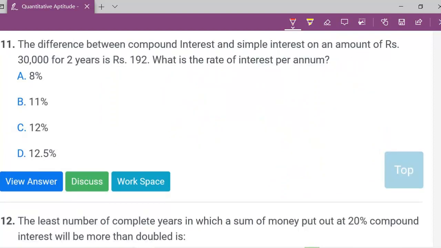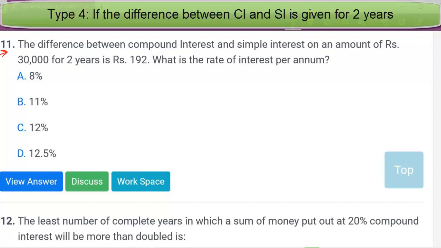So here again we have a different type of question, and this is again a very popular question. This type of question is asked in many competitive exams. The question is: the difference between compound interest and simple interest on an amount of rupees 30,000 for 2 years is rupees 192. So this difference is given. Then what is the rate of interest per annum?